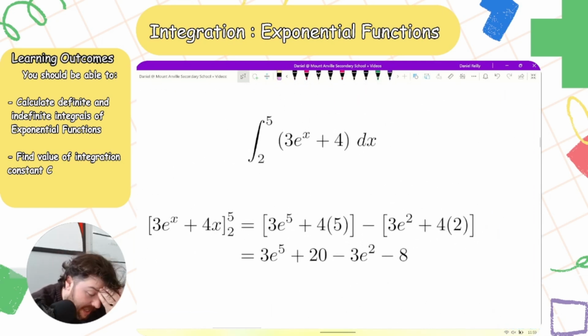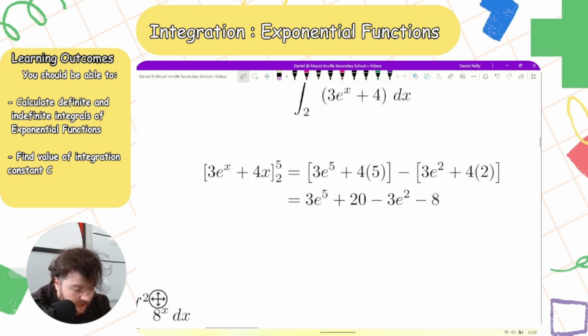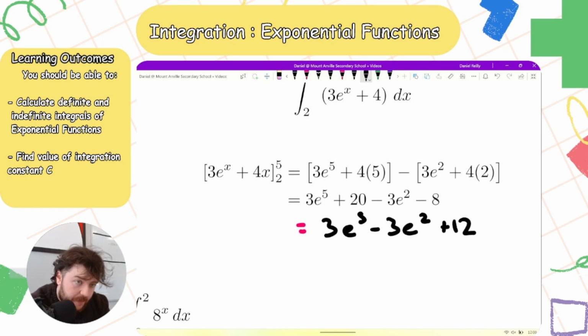Here, 3e to the x plus 4. Now I'm getting the definite integral between 5 and 2. So 3e to the x will just still remain as 3e to the x, and 4 will just be 4x. I'm integrating it between 5 and 2. I sub in 5, so 3e to the 5 plus 4 times 5, minus 3e to the 2 plus 4 times 2, and then add it all up together. It's going to be 3e to the 5 minus 3e to the 2 plus 12, and that'll be my final answer there.